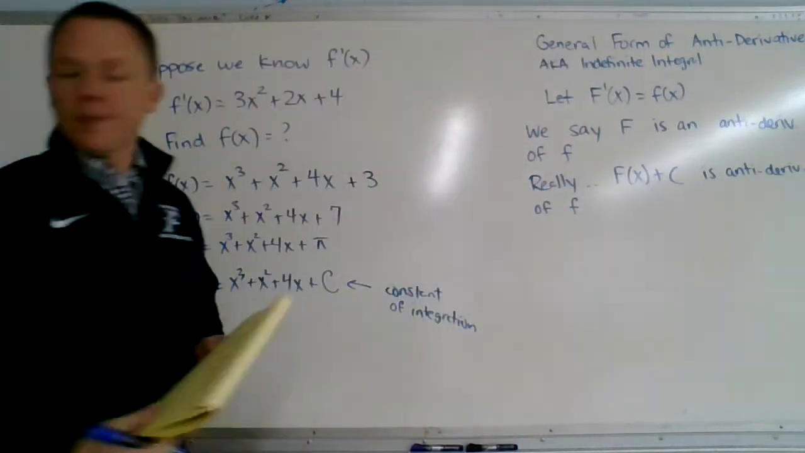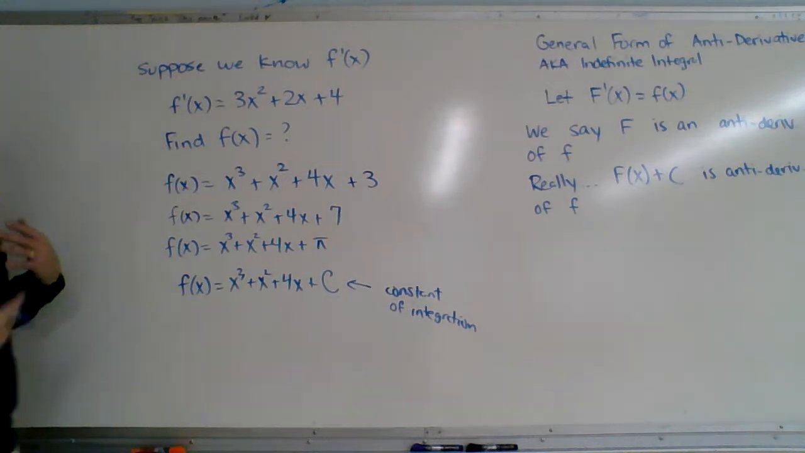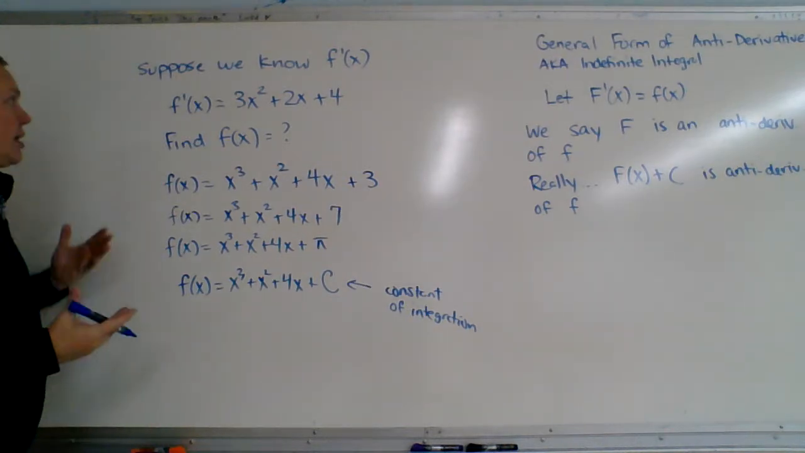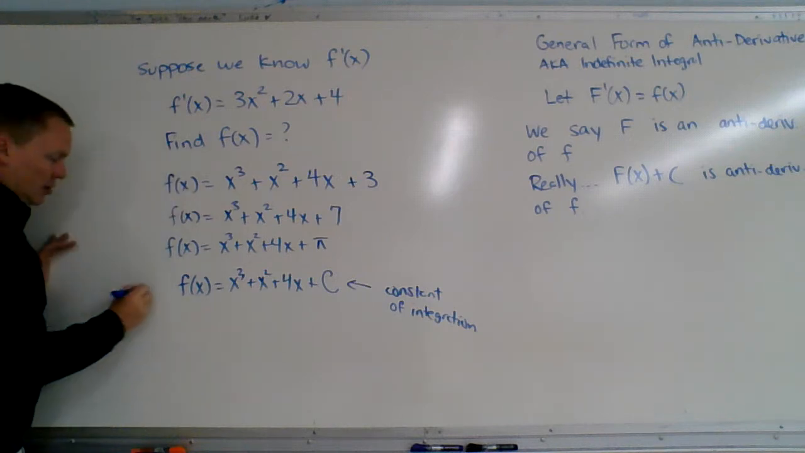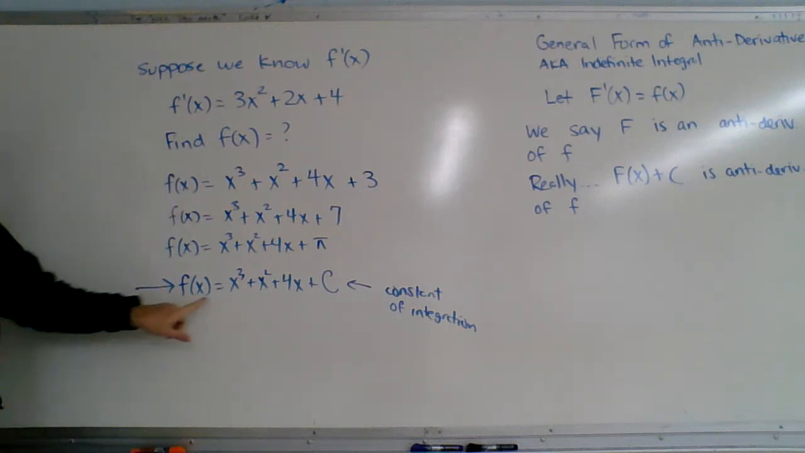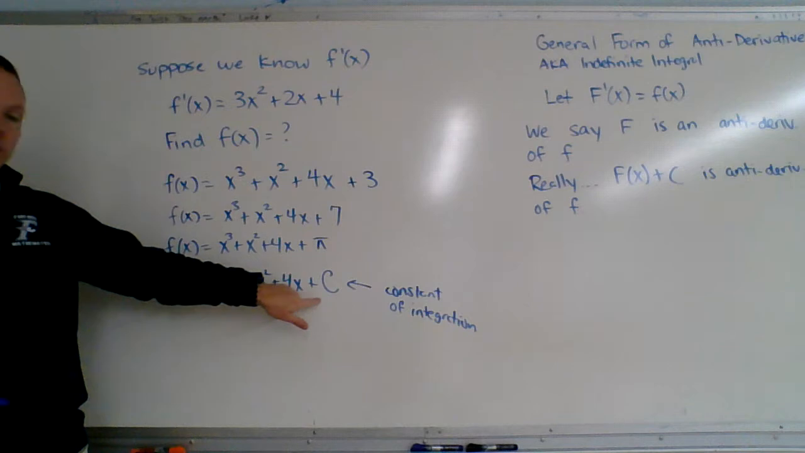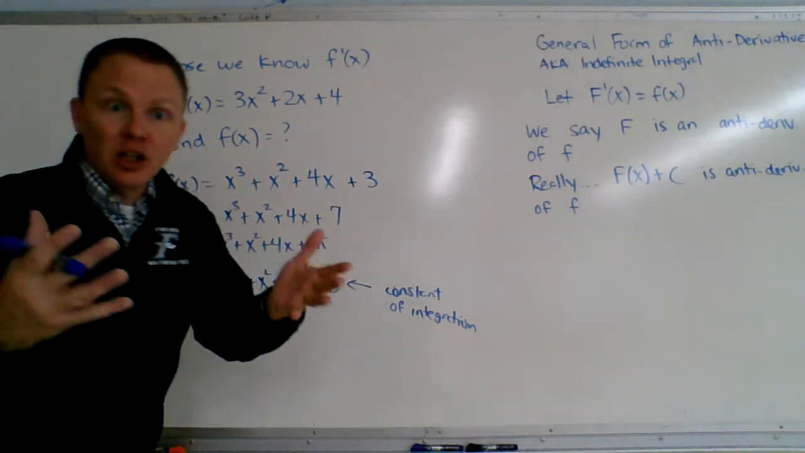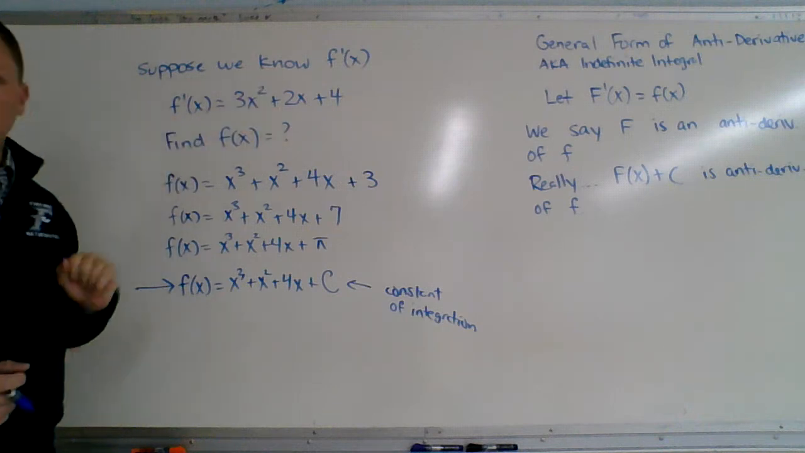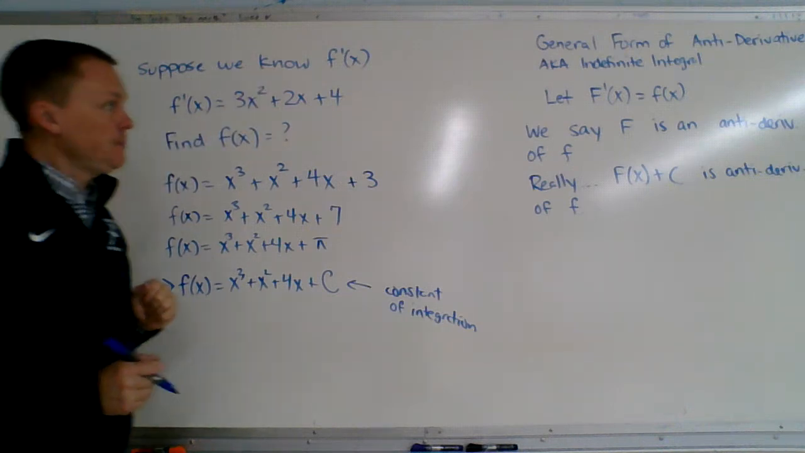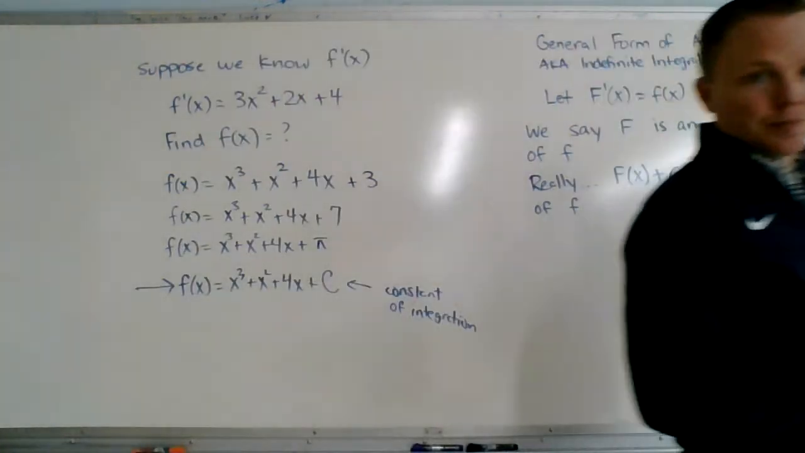All right? So now, if we go back to this example that we just were talking about here, the big F in this problem was x cubed plus x squared plus 4x plus c. It's the function whose derivative was equal to 3x squared plus 2x plus 4. Okay? Does that make sense?